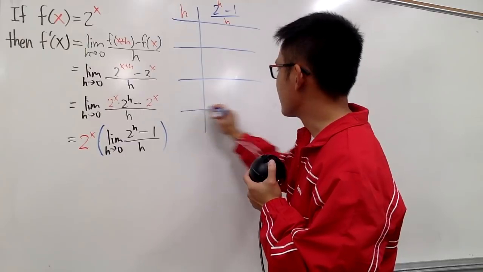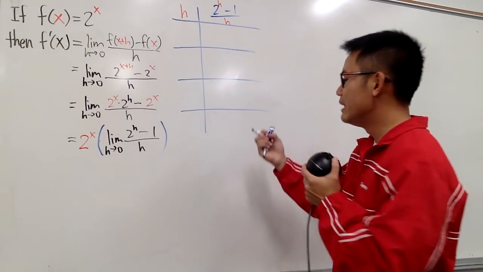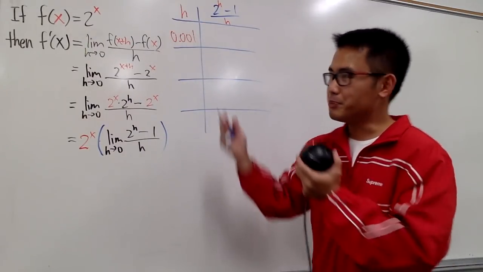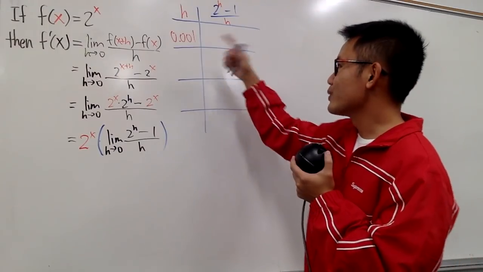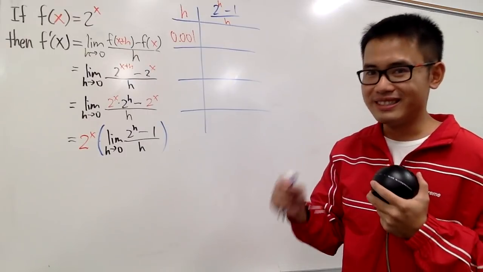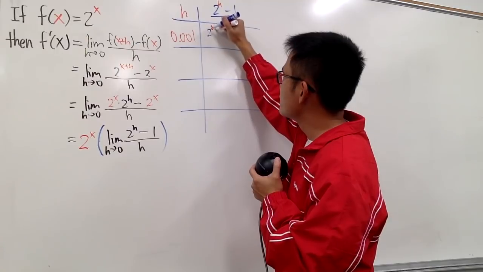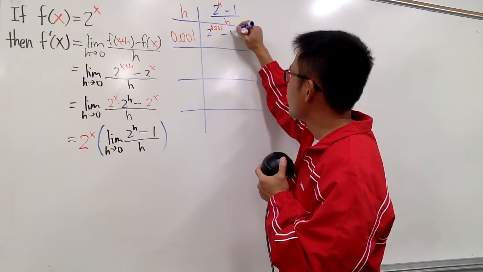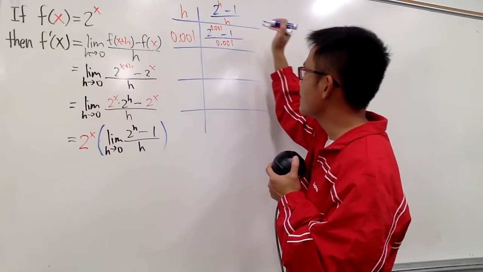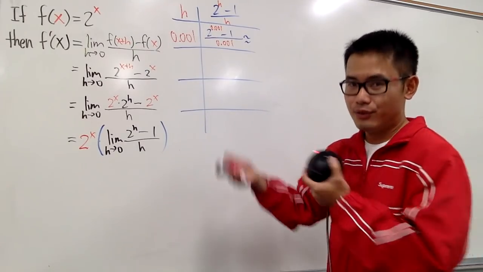Just to save some time, I'm going to plug in 4 numbers. The first number is 0.001 for h. It's pretty small, right? So I'm going to plug in this number into this h and that h. Let me set this up for you one time right here. This is going to be 2 to the 0.001 minus 1 on the top, over that 0.001. And as I said, just use a calculator and figure this out.